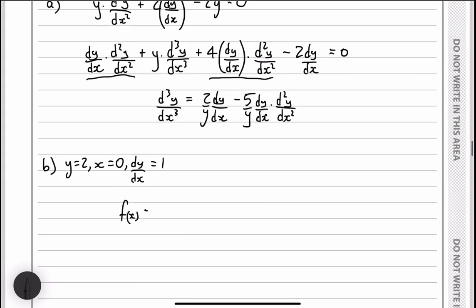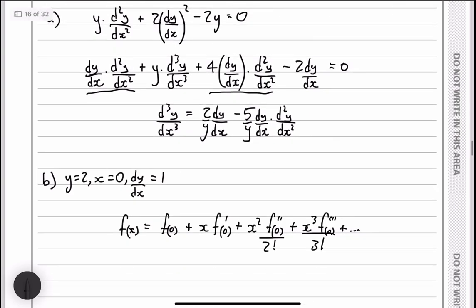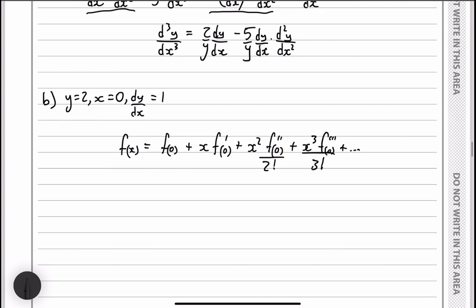F of x is equal to f of naught plus x times the first derivative evaluated at naught plus x squared times the second derivative evaluated at naught divided by 2 factorial plus x cubed divided by 3 factorial. And we need, yes, x cubed. So f of x, the function itself, that's y, so that's 2, plus x times the first derivative, we've been told is a 1.